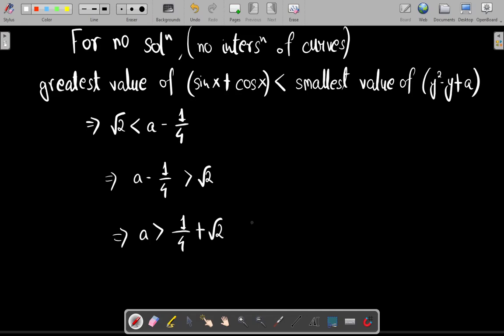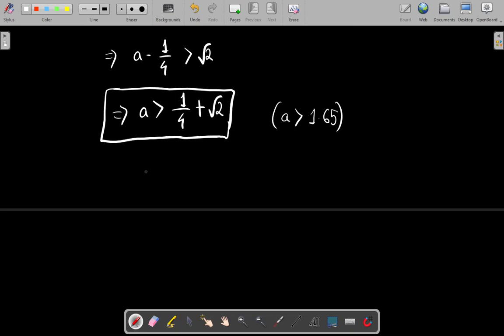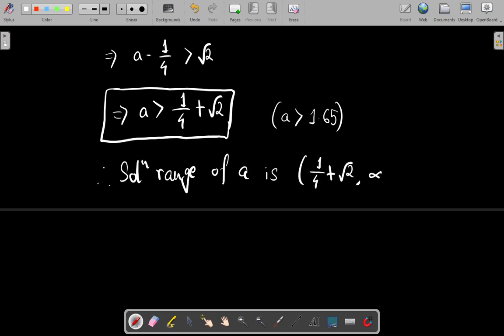So this is the solution range. Okay, a has to be greater than this value, which is the required solution. And this value is approximately, a is greater than this. This is 1.41. This is 0.25, right? So this is approximately 1.65 something approx. Okay, so a has to be greater than this value. So the solution range of a is 1 by 4 plus root 2 to infinity.